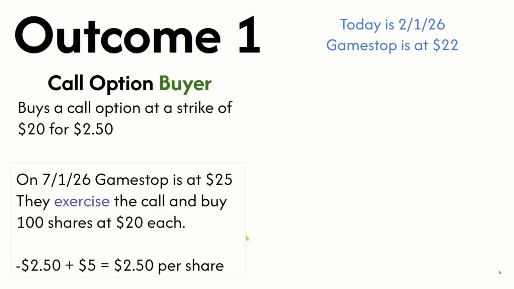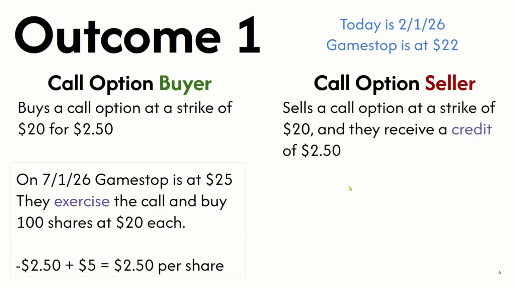There's the other side as well, the call option seller. So they're just doing the opposite. They're taking the opposite side of our trade. They're selling a call at a strike of $20, and they receive a credit of $2.50. So a new vocabulary word there, the credit. So we paid $2.50 up front as the buyer. Then the call option seller, they received that $2.50. They received that credit.